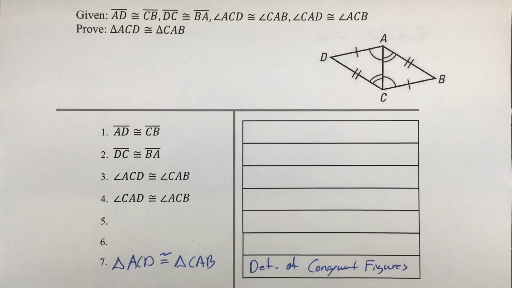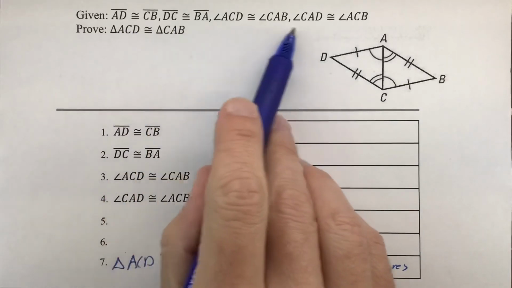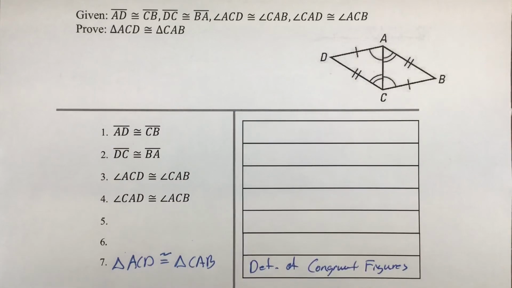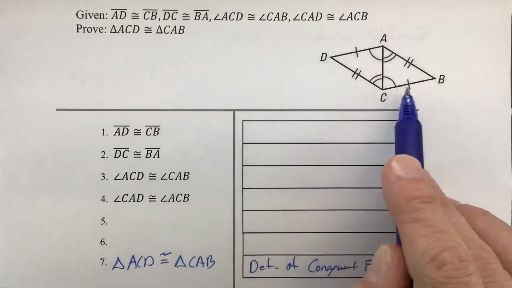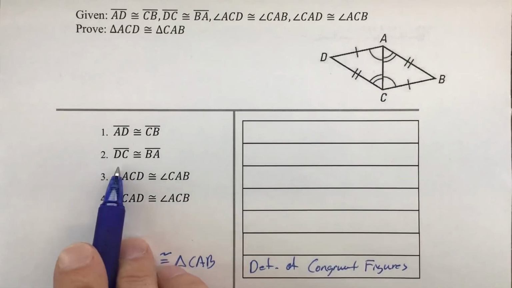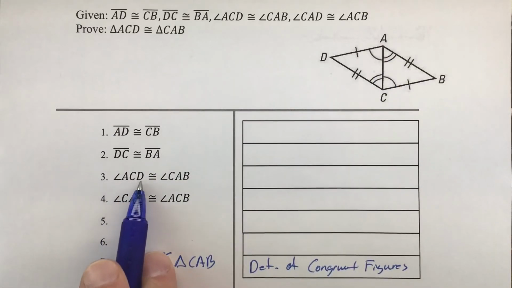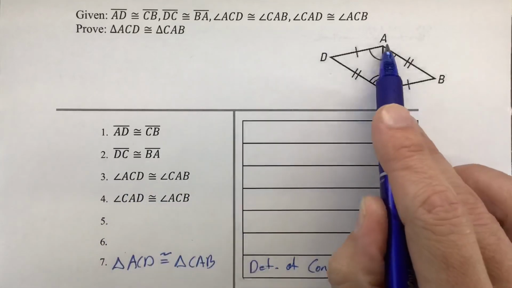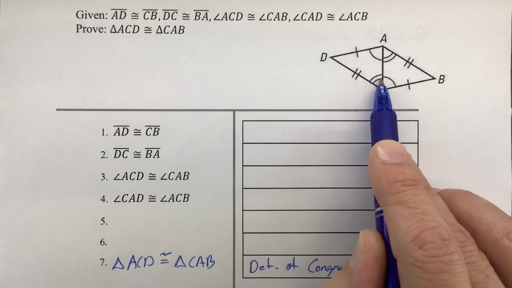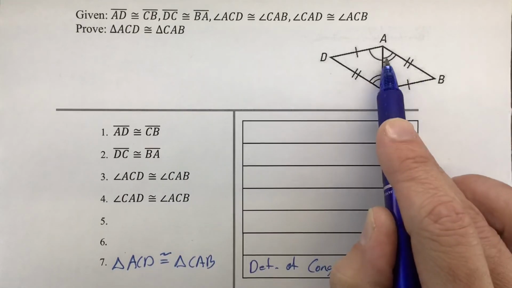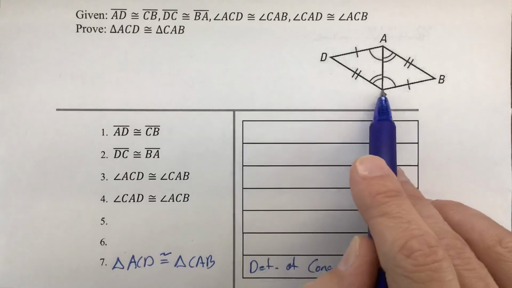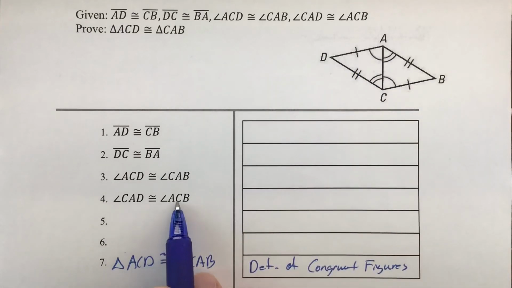All right, so let's look at what we do have. A bunch of stuff is already filled in here because at the very beginning, you're told a lot of information. These are all given things to you. AD is congruent to CB. In the picture, that would be right here. AD is congruent to CB. They both have the single markings. DC is congruent to BA. Those would be the double markings. Angle ACD is congruent to CAB. So ACD, that's the double marking, is going to be congruent to CAB, double marking, and CAD, single marking, is congruent to ACB, which is also our other single marking. So all these are given.